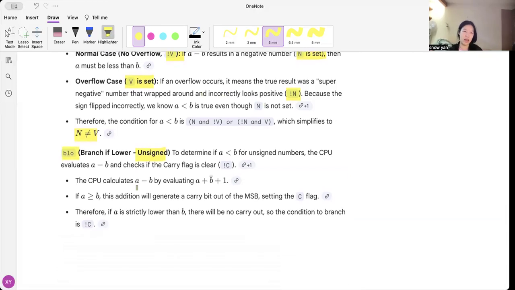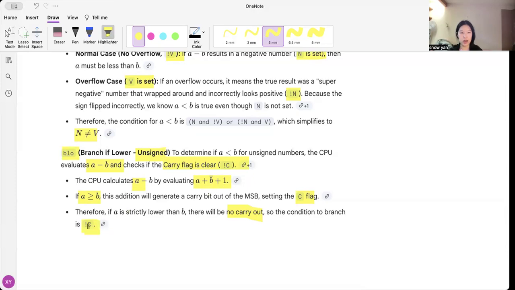And in the unsigned case, we evaluate A minus B and check if the carry flag is clear. A minus B is evaluated by taking the flipped bits plus 1. If A is greater than or equal to B, it creates a carry, so it sets the carry flag. If it's lower, no carry flag is set. So we just check that it's not C.